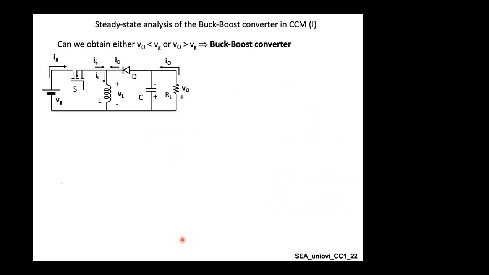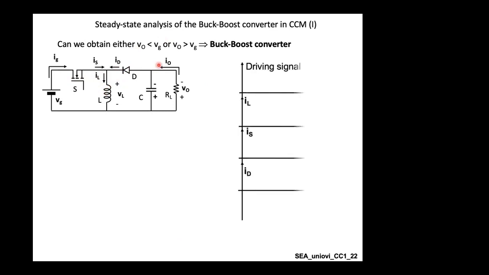Let's now turn to a third case, which may be the most commonly used, which is a buck-boost converter. This is another topology. We are just rearranging the position of the switch, the coil, and the diode. That's all. Let's now do the same procedure we did for the previous two cases, considering the current flowing in the coil, the current flowing in the switch, the current flowing in the diode, and the driving signal, of course.